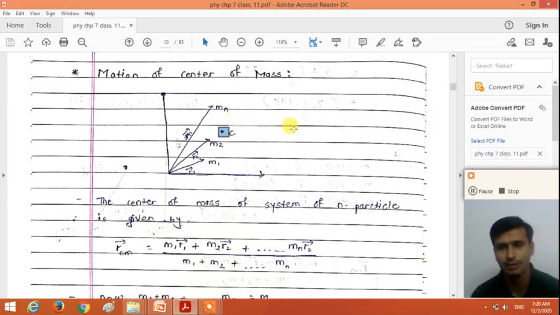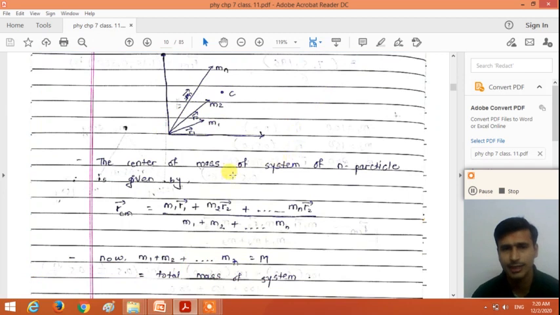Now, how can we calculate the center of mass? The position vector of the center of mass is rcm. It is calculated by the formula we already discussed in the previous video. Here cm stands for the center of mass and r for the position vector. So rcm is equal to m1 r1 plus m2 r2 up to mn rn, divided by m1 plus m2 up to mn. Here m1, m2, m3 up to mn are the masses of the particles, and r1, r2, r3 up to rn are the position vectors of the particles.